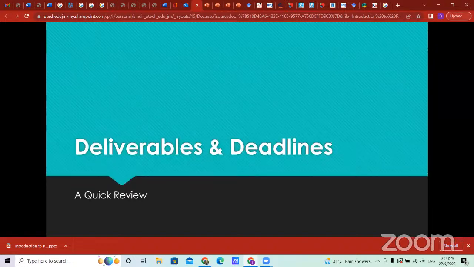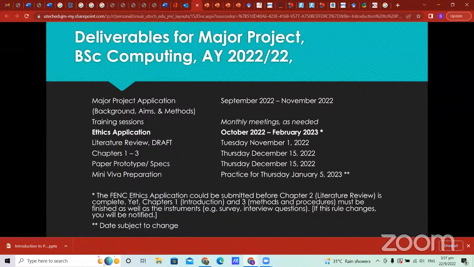So the deliverables for major projects. So as I said, there's an application process. Basically, the sooner the better. We're going to have a number of training sessions for students. We're suggesting that applications for ethics be between October to February. And I put a big star there because if by some terrible scenario, for some reason, okay, let me back up. Forget the terrible scenario.